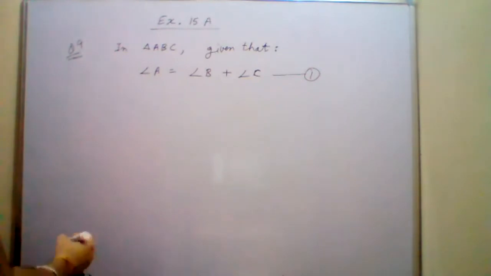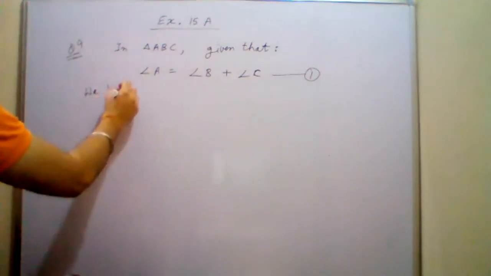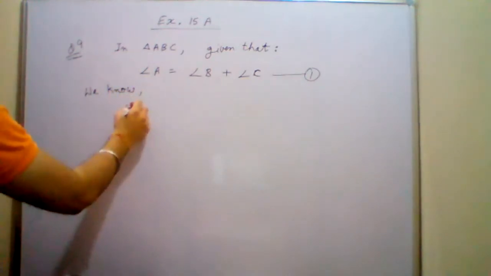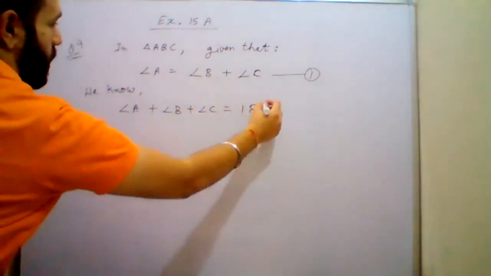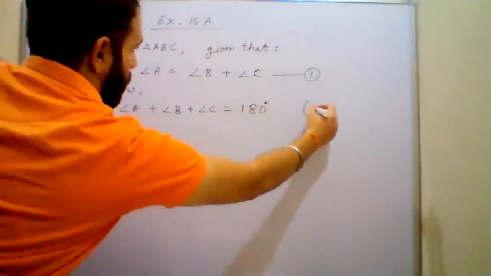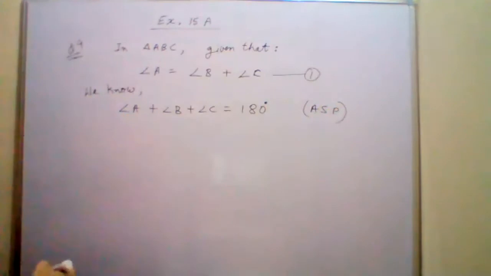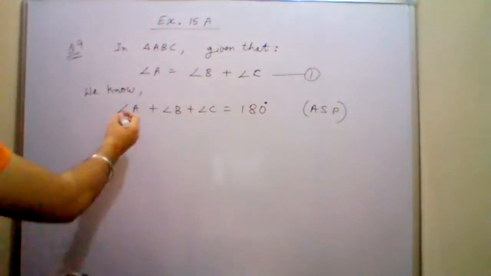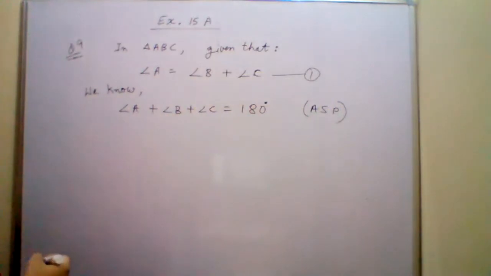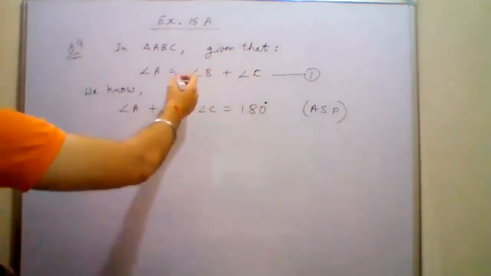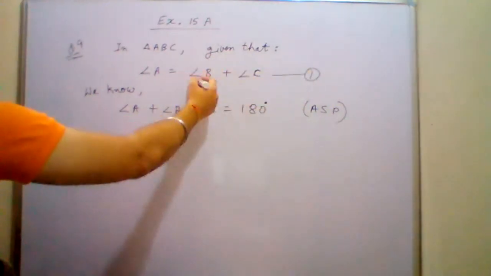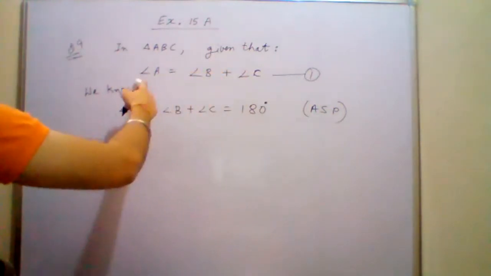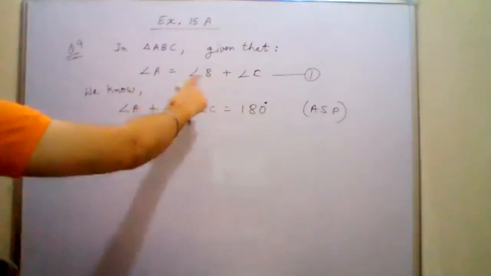Now we can show that. You can write that we know angle A plus angle B plus angle C, the sum of all the three angles, will be equal to 180 degrees. By the angle sum property, the sum of all the three angles is 180 degrees. Now, look at equation number 1. In place of angle B plus angle C, can I write angle A? Because angle B plus angle C is equal to angle A.